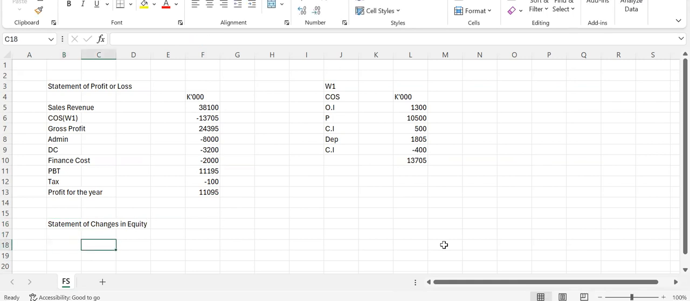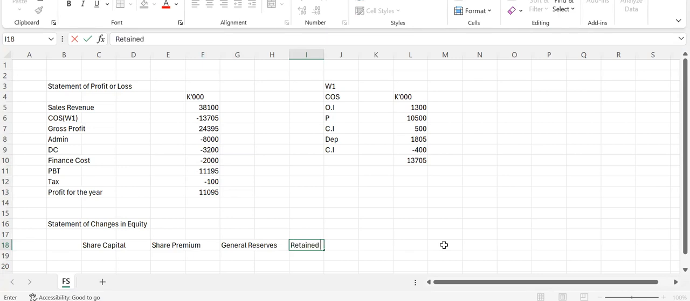So for the statement of changes in equity, we need the share capital balance. Let's write the heads first. We have the share premium. We have the general reserves within the question. And maybe in some questions, you have the revaluation surplus. You take that as well. So we have the general reserves, and then we have the retained earnings.